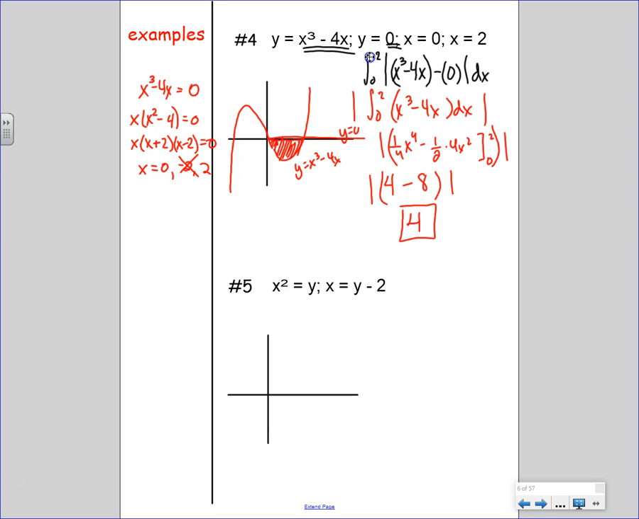Initially, those of you that thought in terms of x, good job. Most people initially, at least the majority of period 6, thought in terms of y. Why would they think that? They saw lots of y's, and they were like, oh, it must be dy.